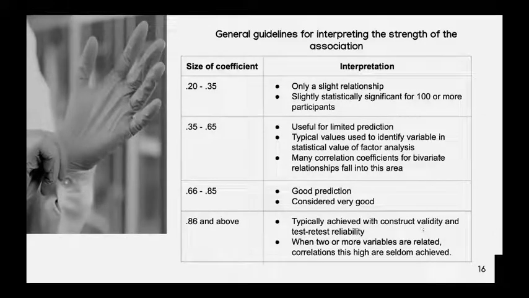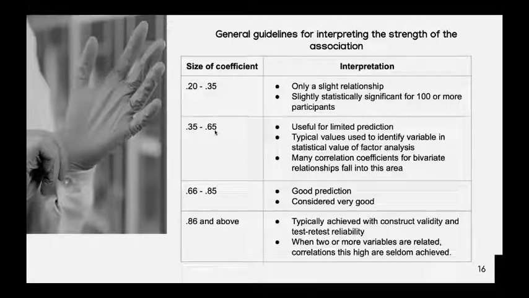So these are the general guidelines for interpreting the strength of the association. We have the size of coefficient and the interpretation. When the correlation ranges from 0.20 to 0.35, there is only a slight relationship. This relationship may be slightly statistically significant for 100 or more participants. This size of coefficient may be valuable to explore the interconnection of variables, but of little value in prediction studies.